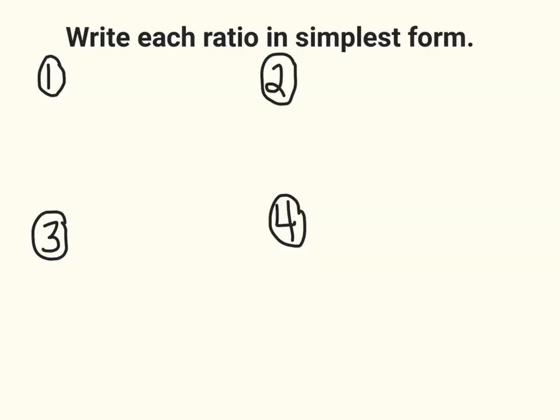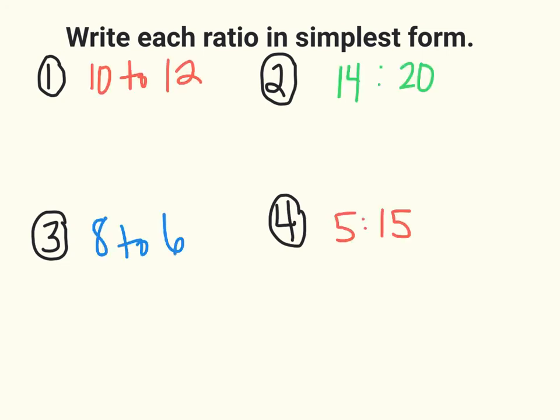So what you're going to do now is go ahead and write each ratio in simplest form. If you take a look at the screen, you're going to start with 10 to 12, 8 to 6, 14 to 20, and 5 to 15. Remember what we've talked about with our steps for simplifying a ratio or putting a ratio in simplest form. You should be writing each ratio as a fraction and then dividing it by a common factor. Once you think you have your answers, go ahead and hit play and check your answers with mine.